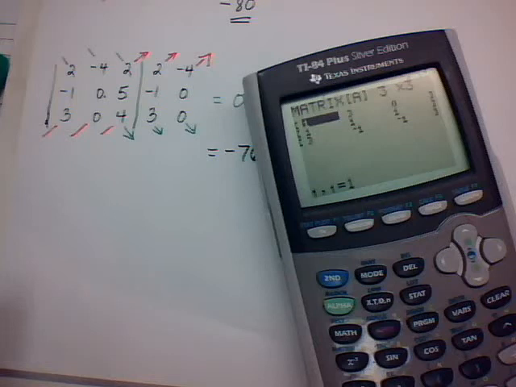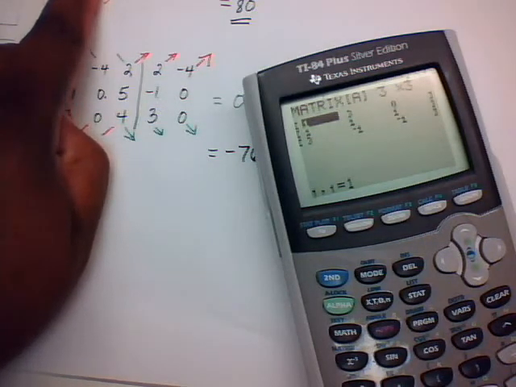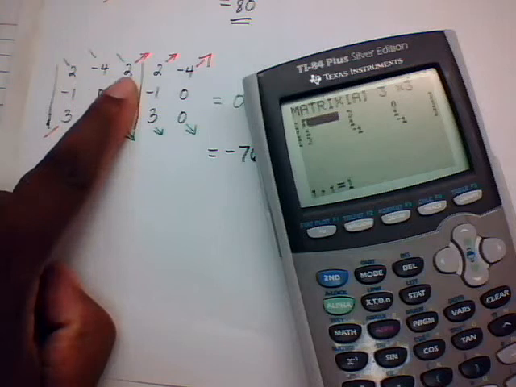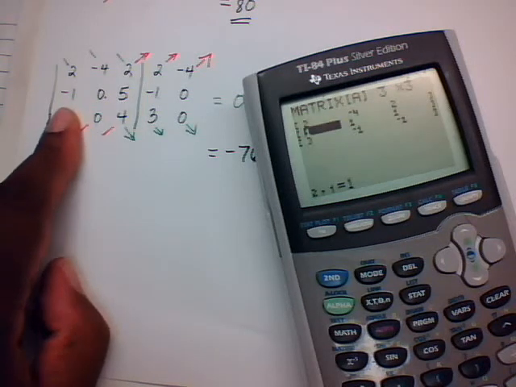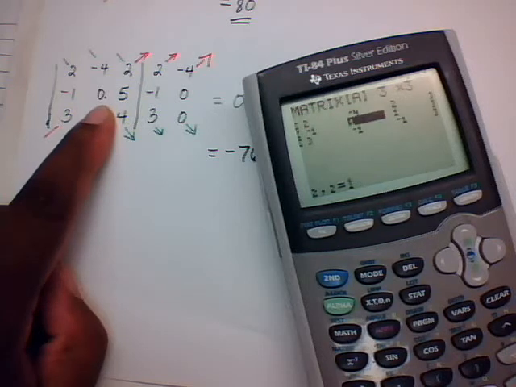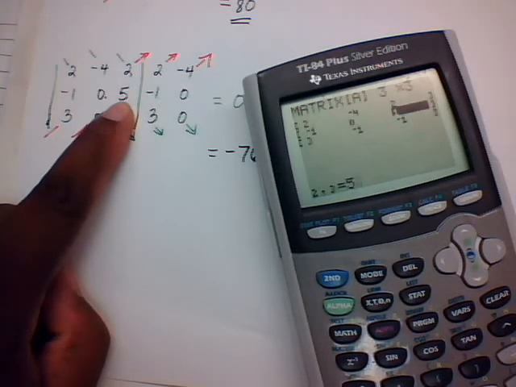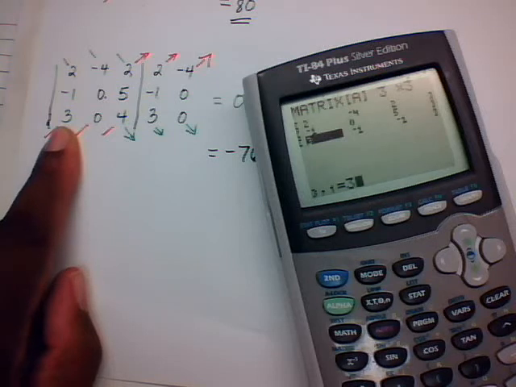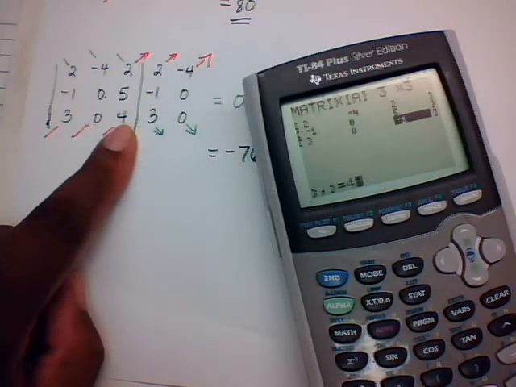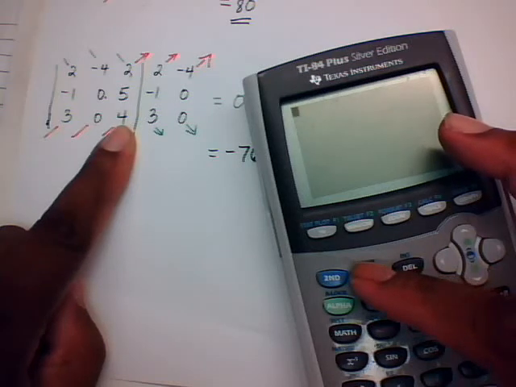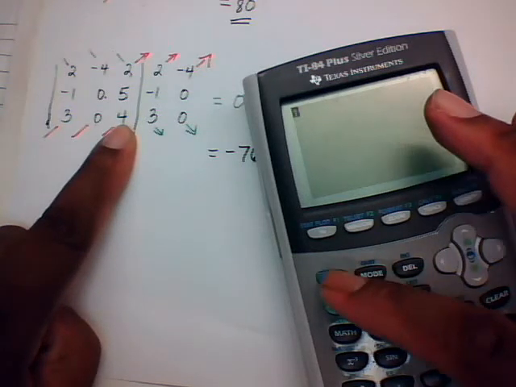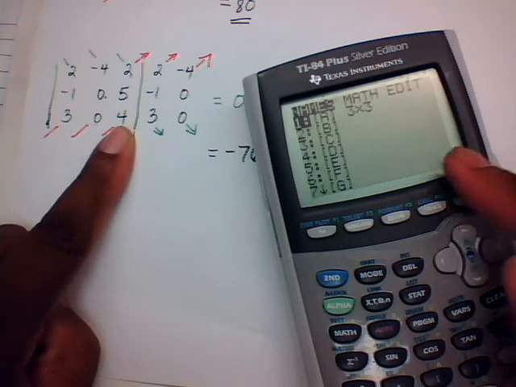And then change these numbers here. We started off with 2, -4, 2. So we enter that row: 2, enter, -4, enter, 2, enter. Then the next row will be -1, enter, 0, enter, 5, enter. Then the next one will be 3, enter, 0, enter, 4, enter. Then to get out of it, hit second and mode. And then you want the matrix again, so second x to the -1 for your matrix.